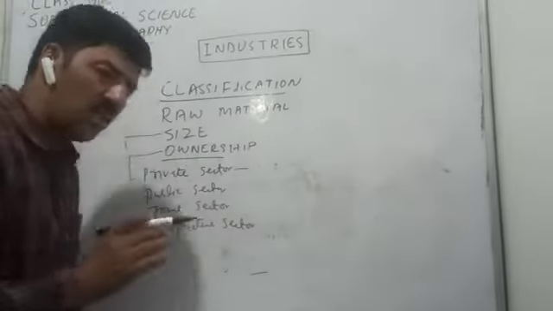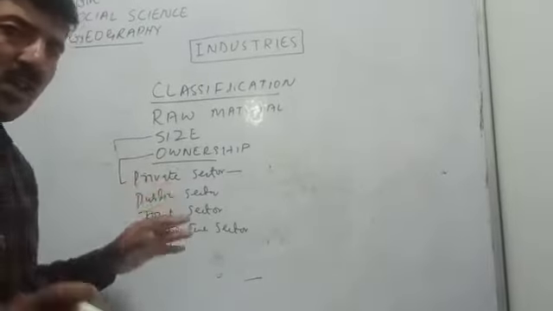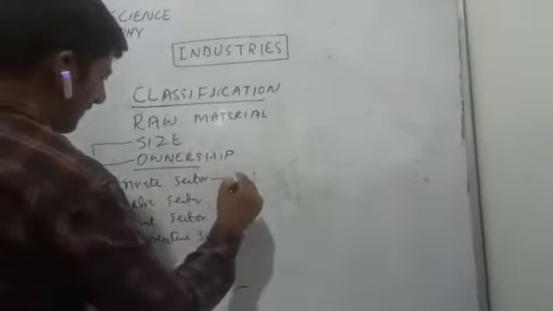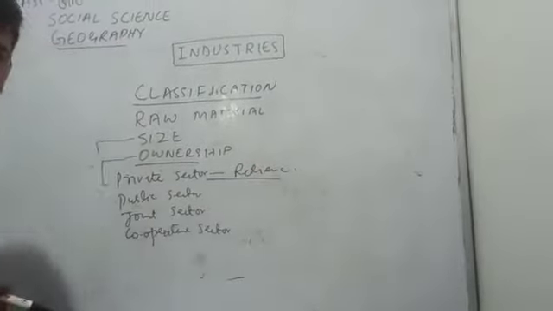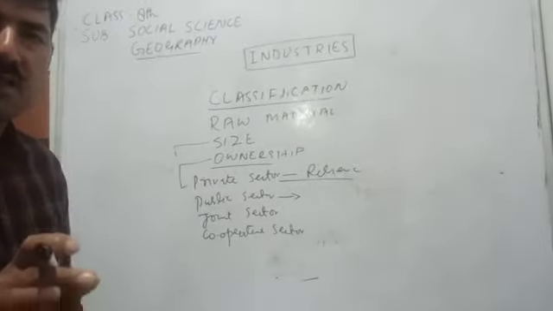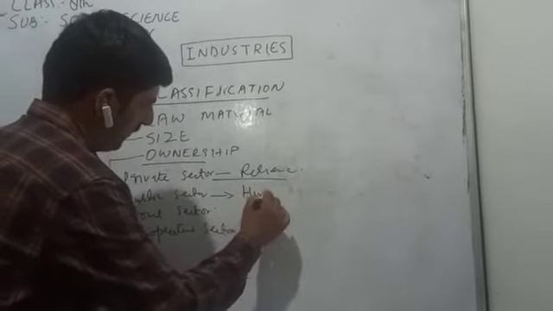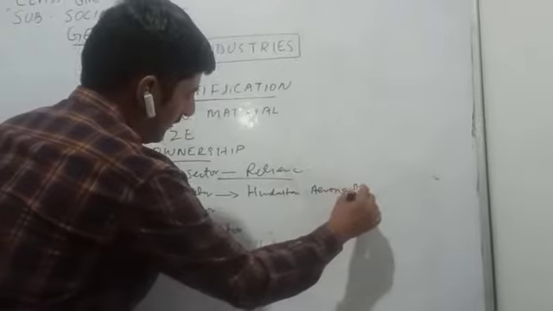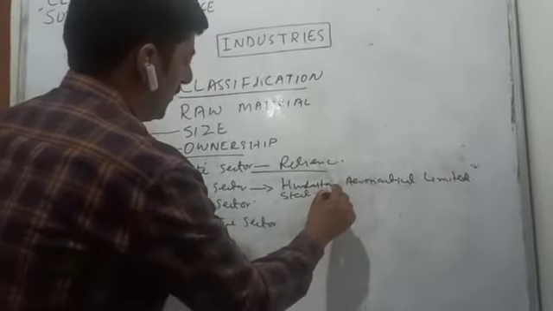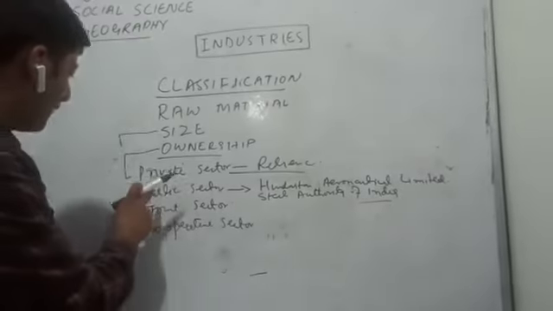Private sector industries are those industries which are owned and managed by private individuals or group of individuals. For example, Reliance company is a private sector industry. Public sector industries are those which are owned and managed by government. For example, Hindustan Aeronautics Limited and Steel Authority of India. These are owned by government, so therefore they are public sector industries.